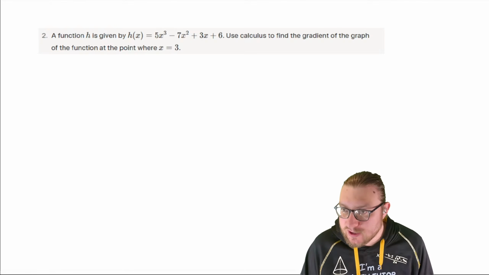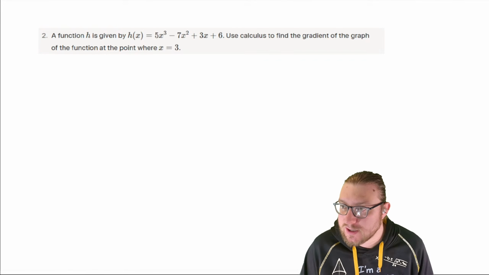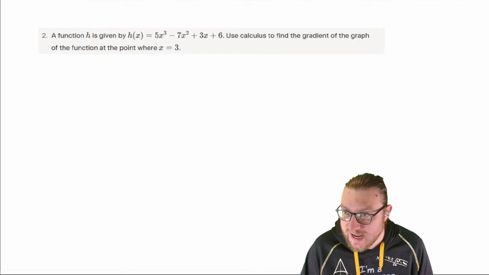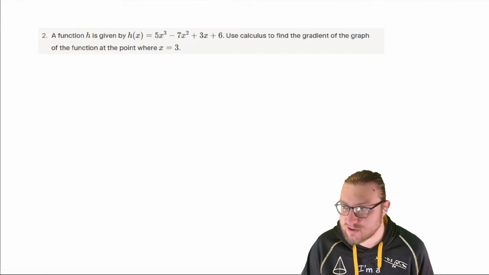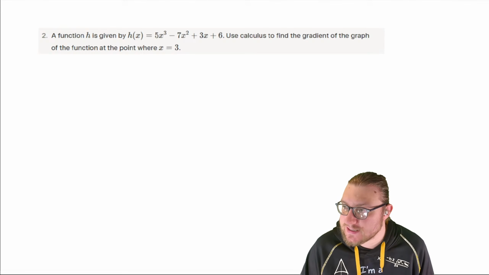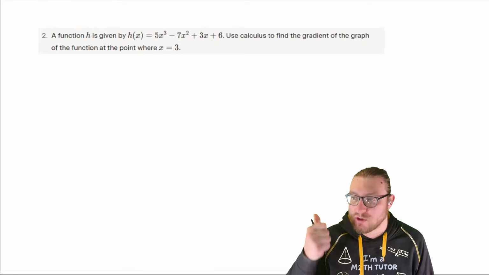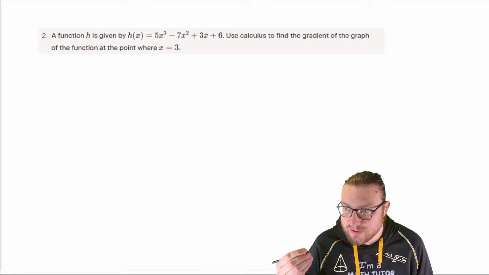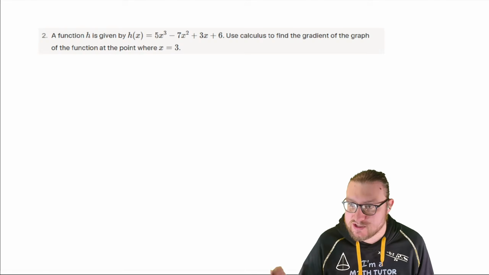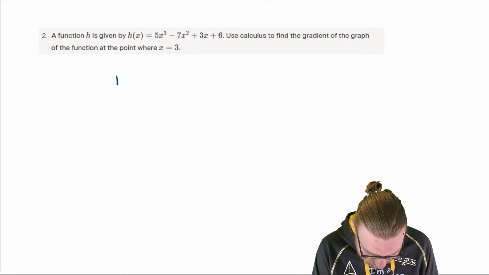Okay, now let's have a look. I think we're just going to be very quick with this question. Again, we have a function h that is given to us 5x cubed minus 7x squared plus 3x plus 6. And it's asking us to find the gradient when x is 3. So again, we're talking about the gradient. So what do we need to do? We need to find the derivative and then use the fact that x is 3. So we're going to do that a little bit faster.